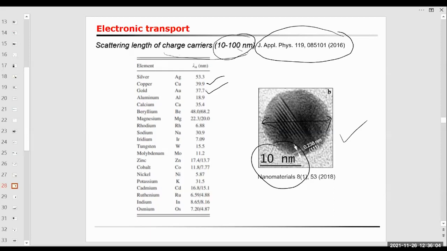So if I want to make powder particles of copper nanoparticles, the purpose is already fixed: we want to extract some exotic electrical behavior. Therefore, I have to make these nanoparticles less than 39.9 nanometers, otherwise no exotic electrical behavior. If I want to make gold nanoparticles to extract some peculiar, useful electrical behavior, the diameter should be less than 37.7 nanometers.